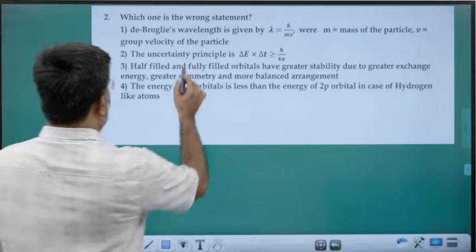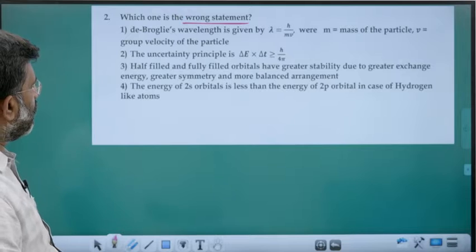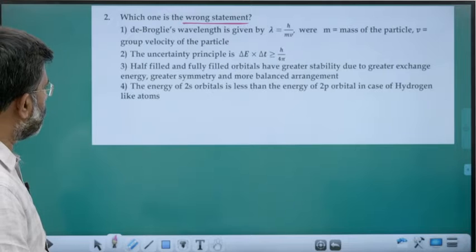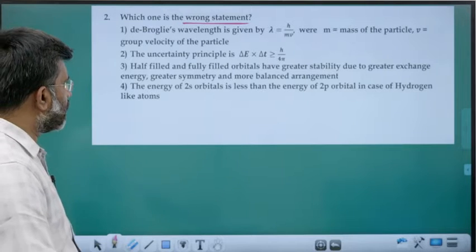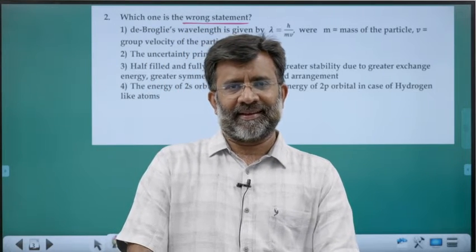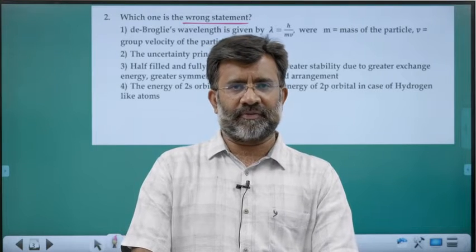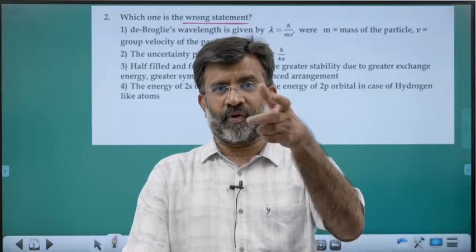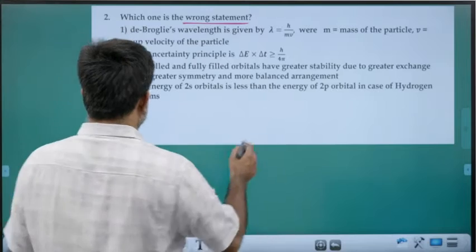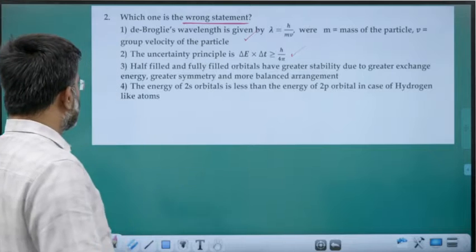Wrong statement is asked for. De Broglie wavelength is given, lambda equal to h by mv, all of you know. Uncertainty principle, delta E delta t greater than or equal to h by 4 pi. You have learned the uncertainty principle: the product of uncertainty in momentum and position is greater than or equal to h by 4 pi. There is another version of the uncertainty principle, energy versus time. So don't think that it's a wrong statement. This is a true statement.